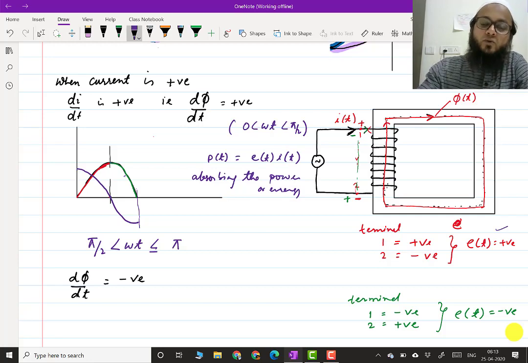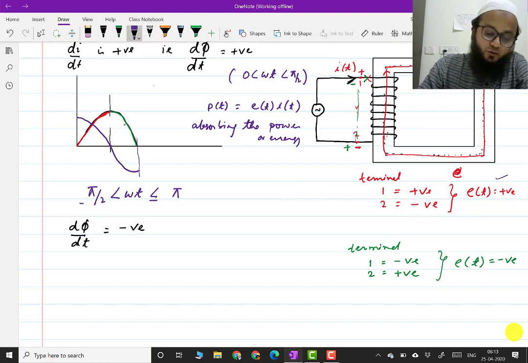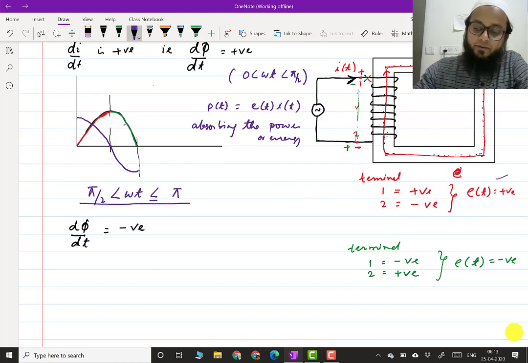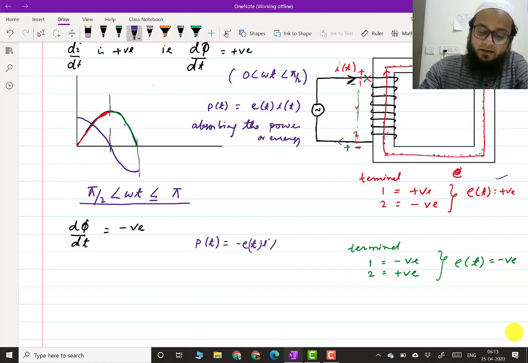This entire core and this coil system is actually absorbing the power. During this period from pi by 2 to pi, terminal 1 has become negative now and terminal 2 has become positive. So what you can see is when current is entering into the negative terminal, obviously from the positive terminal it will come out. So if from the positive terminal the current is coming out, what we can say is PT is actually minus of ET into IT.